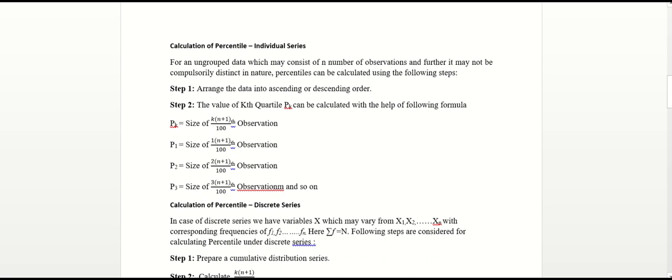Now let's move forward with percentile. In percentile again, the formula will remain same. There is no change in formula as such. The only difference is of denominator, because in percentile the whole data set is divided into 100 parts. That's why the denominator is 100. Again, in individual series, we will arrange the data into ascending or descending order, and we will apply this formula. If you want to calculate P1, P2, P3, whatsoever you want, you can calculate. The only difference is k would change. If you want to calculate P10, you have to write 10 at the place of k. If you want to calculate P99, you will write 99 at the place of k. So this is the only difference, right?